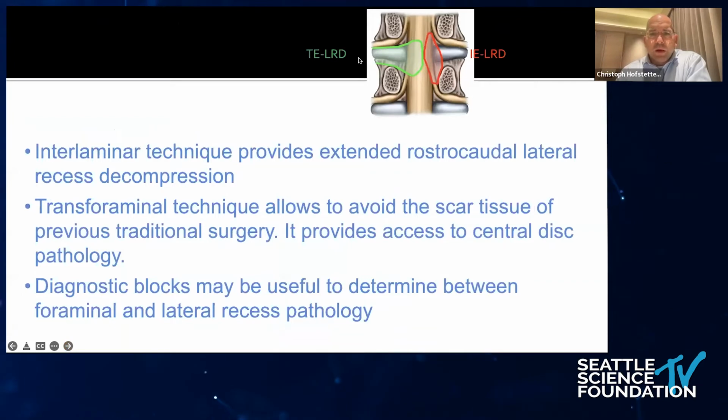Concluding here on the lateral recess, quickly before we go to the next point: the interlaminar technique provides really nice rostrocaudal decompression, outlined here in red. The transforaminal technique I use in particular when patients had previous posterior surgery from traditional surgery. The nice thing is that transforaminally we can also go central. There are quite a lot of athletes I've been able to treat that way, and young patients heal their disc quite nicely. Again, one thing that is also very helpful is diagnostic blocks, which we often perform to really narrow down where the pain comes from.